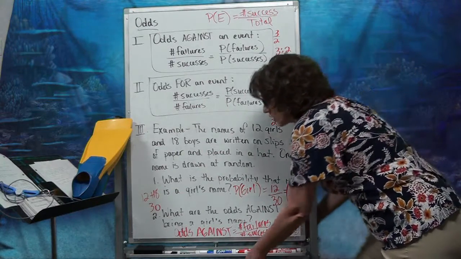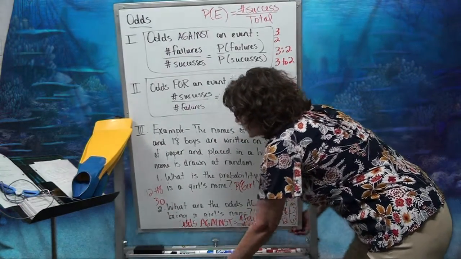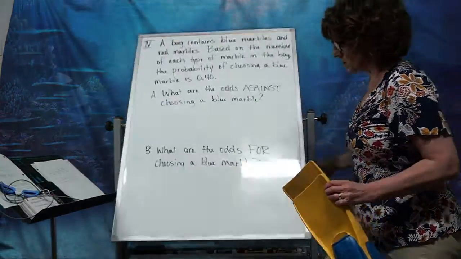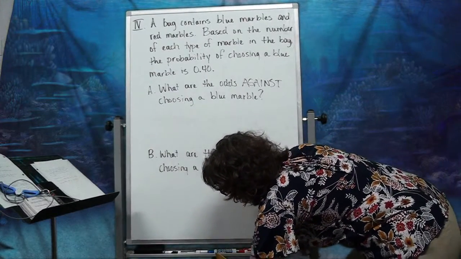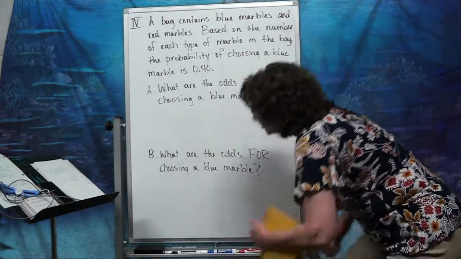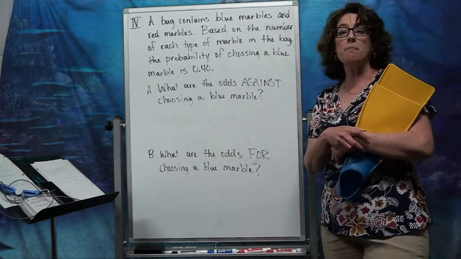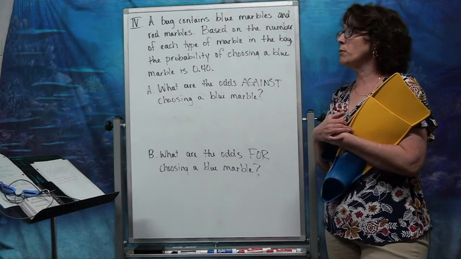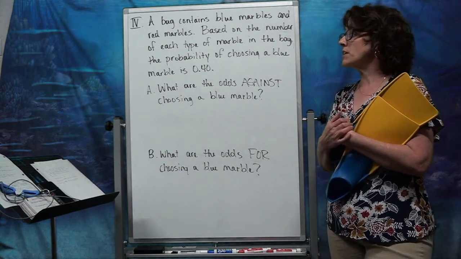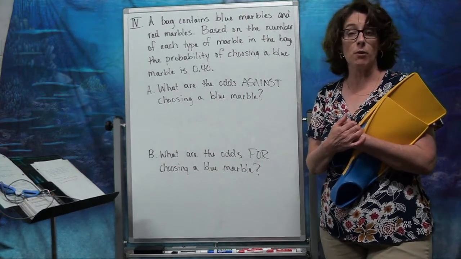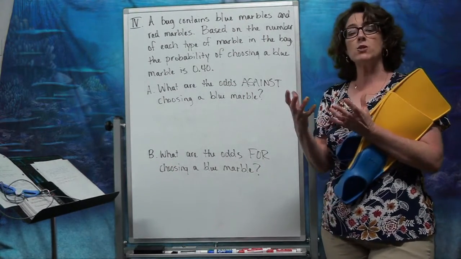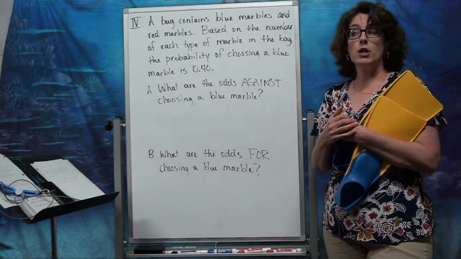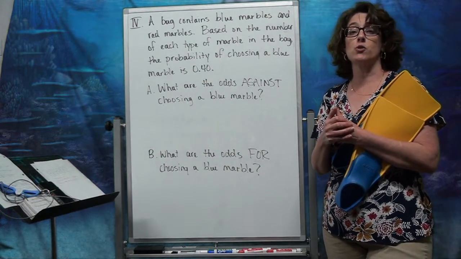So let's take a look at another situation dealing with odds. So this time, let's take a look at a situation where we've got a bag, and that bag contains blue marbles and red marbles. I don't know how many marbles are in the bag, but what I do know is that based on that makeup, the probability of choosing a blue marble is 0.40. In other words, 40% of the time I can choose a blue marble.